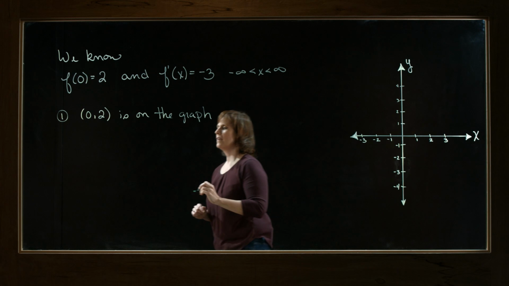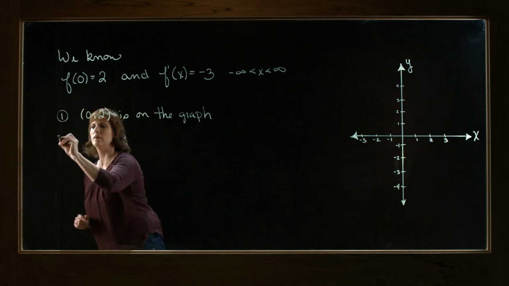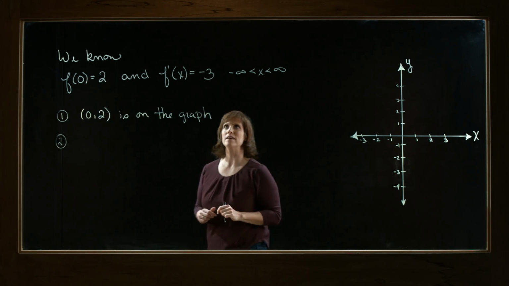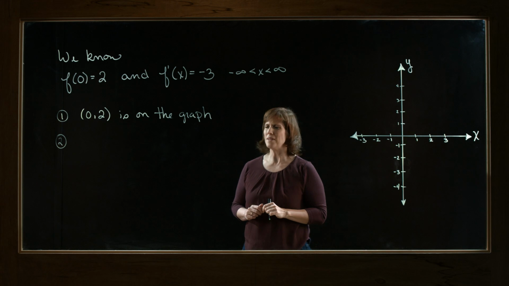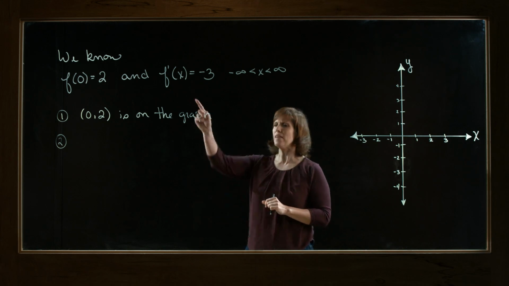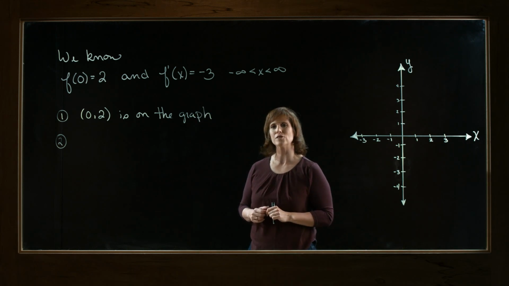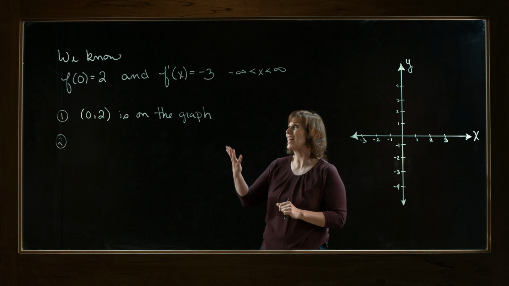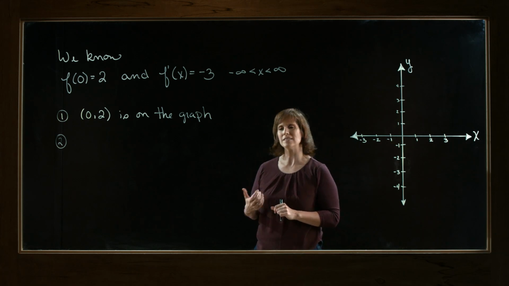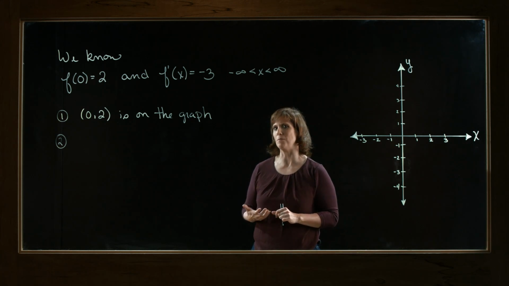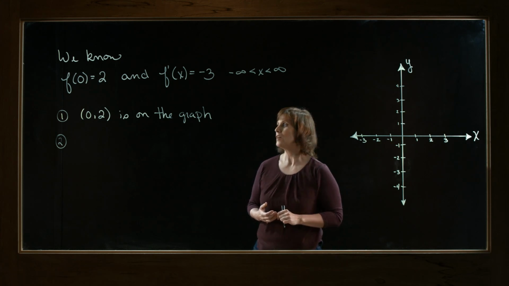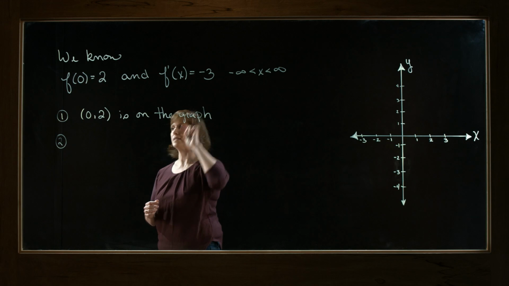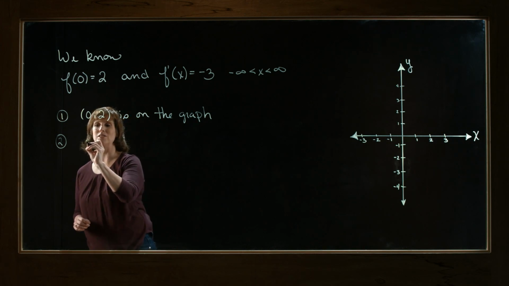The other thing that I know is that the derivative is -3. Well, -3 is a constant, and the derivative is going to be the slope of the tangent line at any point. So the slope of the tangent line is always going to be -3. The only time that happens is if you have a function that's a linear function. So because the slope is -3, I know my equation is a line with slope -3.